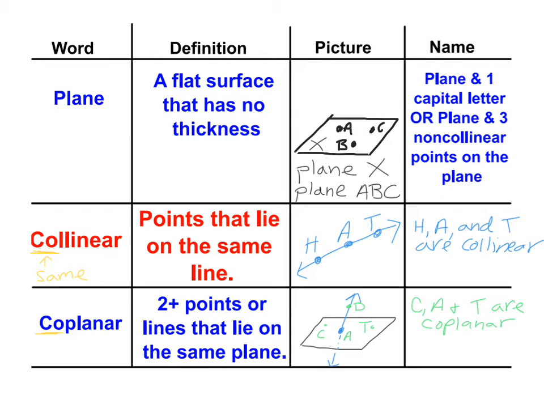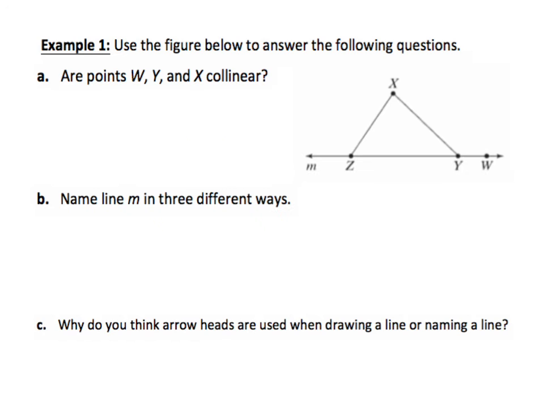Notice point D is on this line that goes through the plane. It is in a different plane. So add to your description here that D is not coplanar with the other 3 points. It is in a different plane. So now that we have all those words defined, let's try an example.